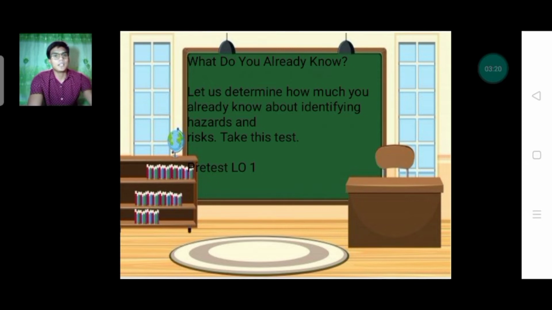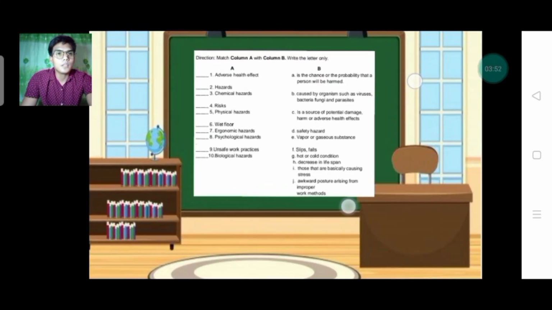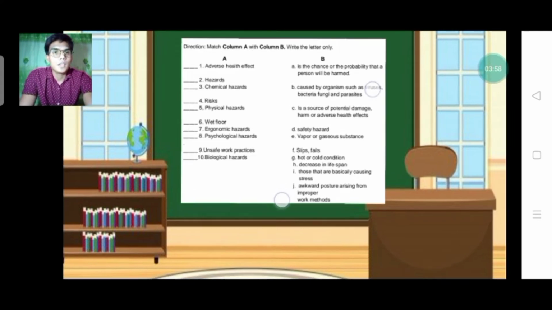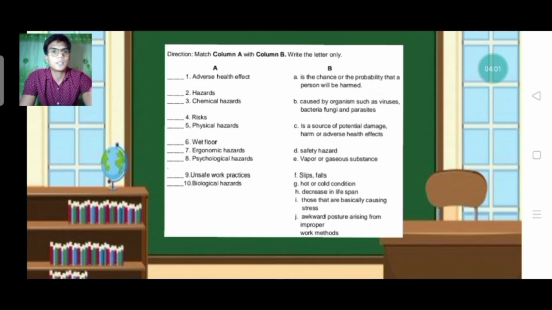So, bago tayo pumunta dun sa pinakang discussion natin, class, alamin natin muna kung ano na ba yung alam ninyo dito sa magiging topic natin ngayon. Let us determine how much you already know about identifying hazard and risk. Dito, may inihanda ako na magiging pre-test. Sa pre-test natin, match column A with column B. Right letter only.